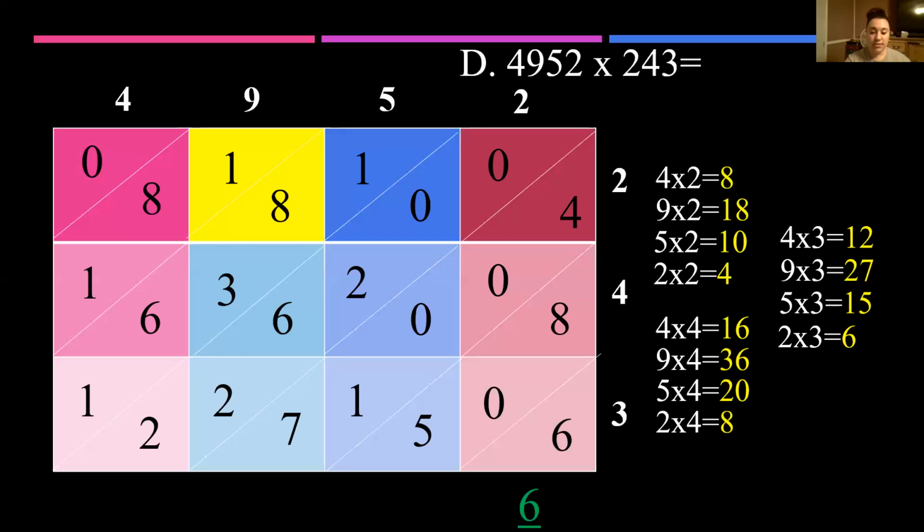So we drop down our 6, then we add our 8 and our 5, which gives us 13. And then now we add our 4 and our 1, which is 5, plus 1 is 6, plus 7 is 13. We keep our 1.